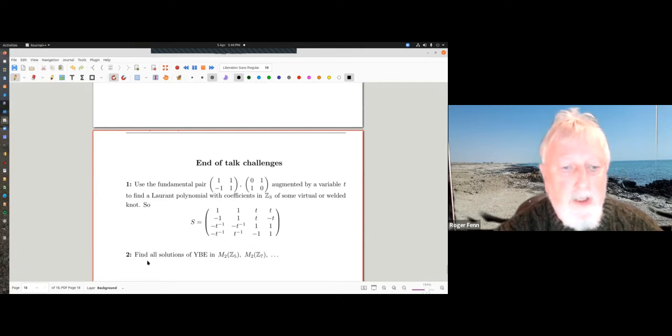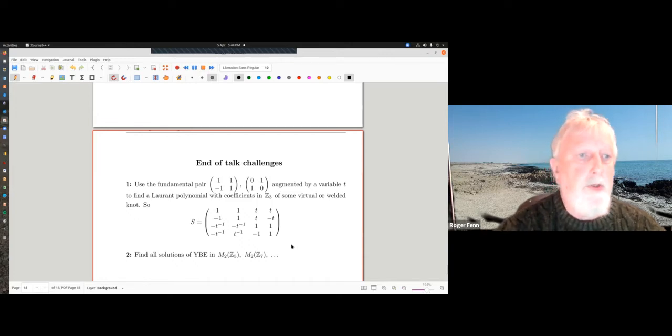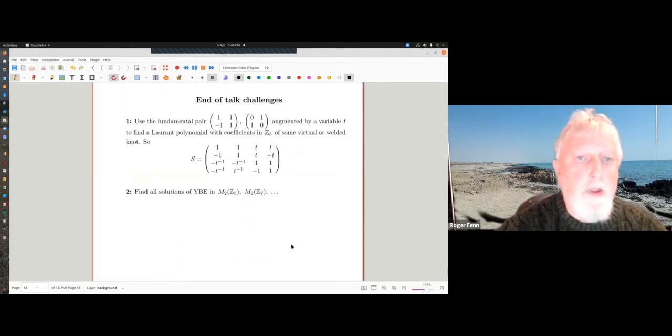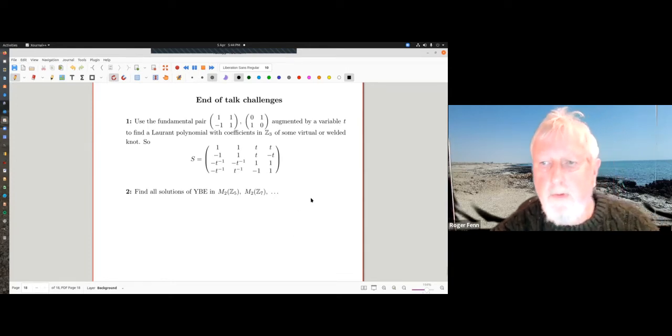And here's another challenge. Find all solutions of the Yang Baxter equation when the field is Z5, 2 by 2 matrices over Z5 or Z7 and so on. So that's what I wanted to talk about. Are there any questions?